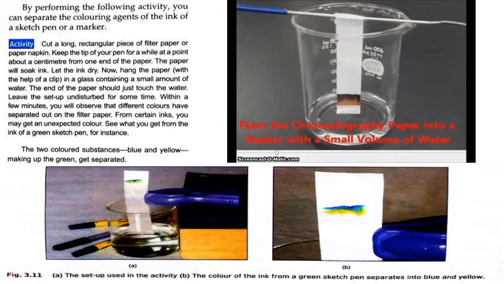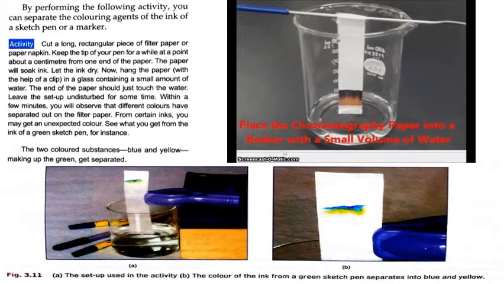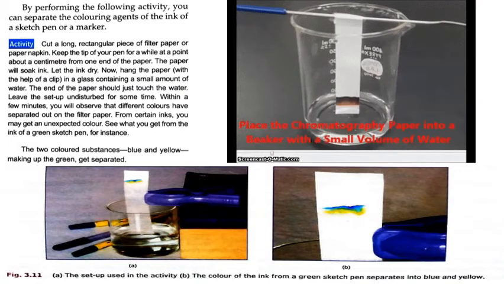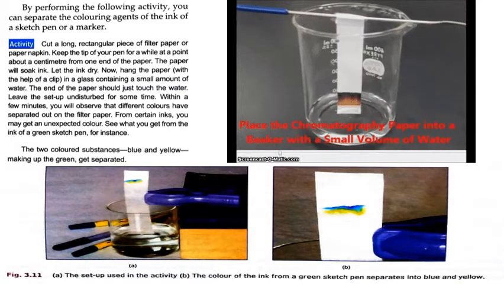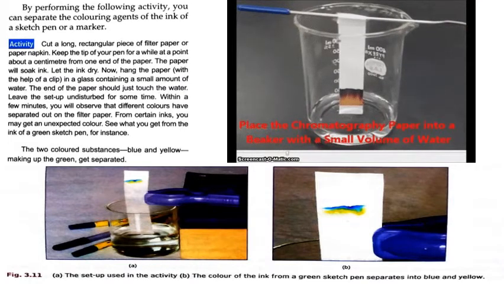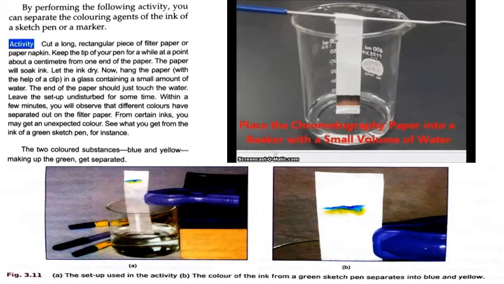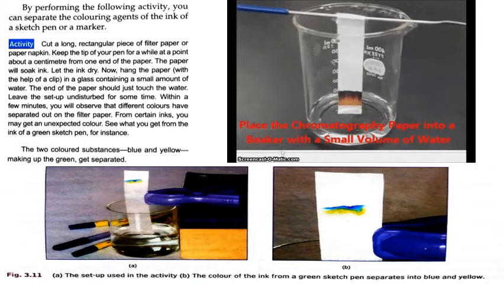What you have to do is cut a long rectangular piece of filter paper or paper napkin. Keep the tip of your pen for a while at a point about a centimeter from one end of the paper. From below, it should be 1 centimeter above, whichever point you are taking. Okay. Let the ink dry.